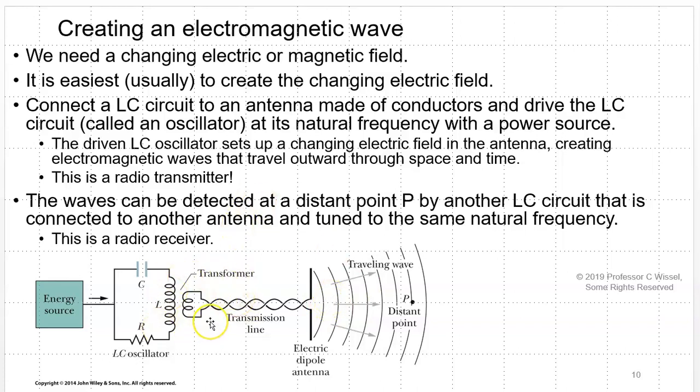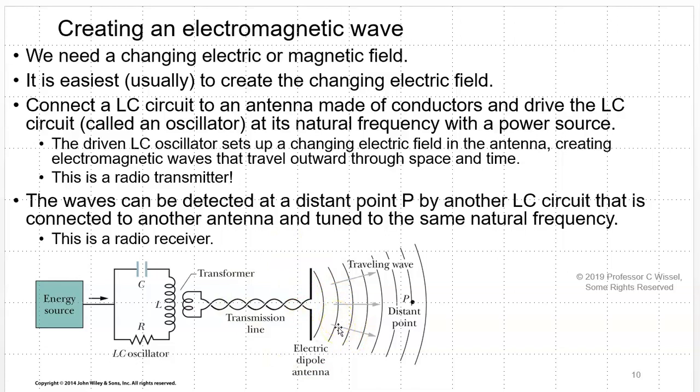Now, this transformer here is an impedance matching device. Remember I mentioned that to you in the previous chapter? It basically matches the impedance of this to the load here, which is, of course, the transmission line and the antenna. This changing electric field in here makes the electrons in the antenna dance back and forth. They accelerate. Every time they change direction, they're accelerating. And that acceleration creates a changing magnetic field, which induces a changing electric field, which induces a changing magnetic field, and creates the traveling electromagnetic wave.